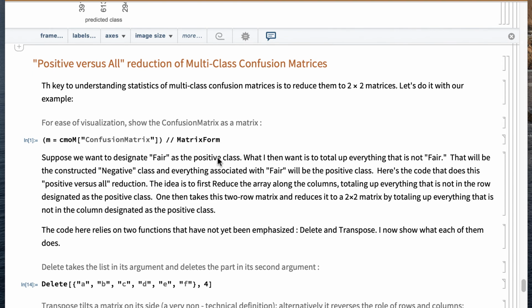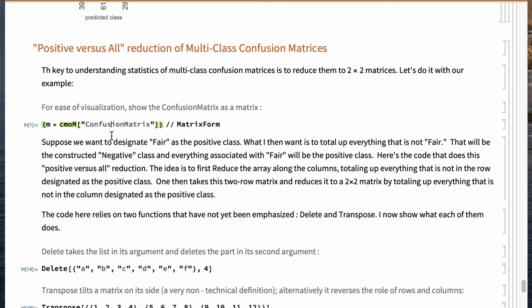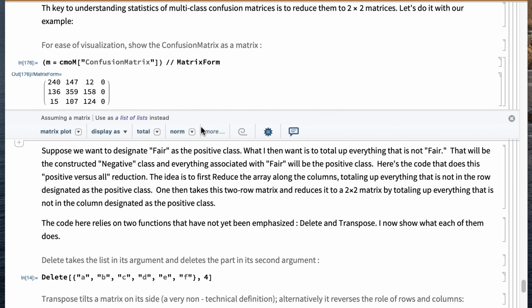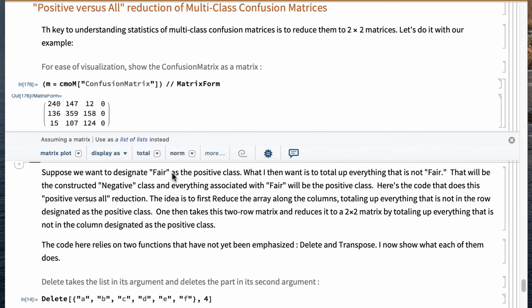Let's talk about positive versus all reduction of multi-class confusion matrices, a topic that just should make your heart go pity-pat. All right, let's look at the confusion matrix here, and I'll call that M, and I'll present it in matrix form. I think it's easier to say that. Now, suppose we want to designate fair as the positive class. Remember, fair is the middle thing here. So what I then want to do is I want to total up every number that's not fair, like those numbers and those numbers and those numbers and those numbers, and actually those numbers too, and add all those numbers up.